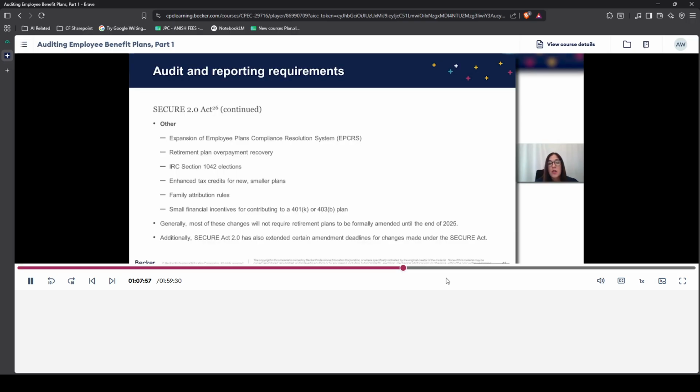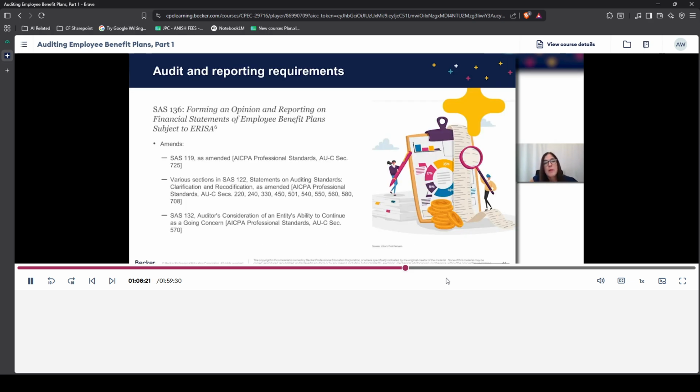Secure 2.0 also extended certain amendment deadlines for changes made under the original Secure Act as well. So we have a lot here to absorb, to familiarize ourselves with, make sure our plan sponsors understand, and make sure that they get the provisions adopted accordingly and their plan documents updated as well.